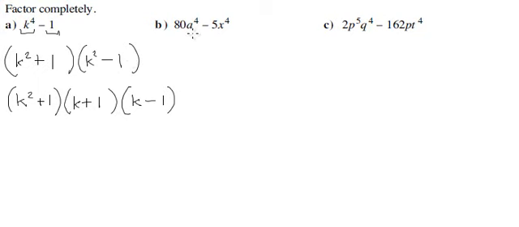What are they up to here? Not a difference of squares because 80 doesn't have a nice square root. But what should we be looking for even before that? This has a common factor of 5. If you take out the common factor of 5, you're left with 16a to the fourth minus x to the fourth.